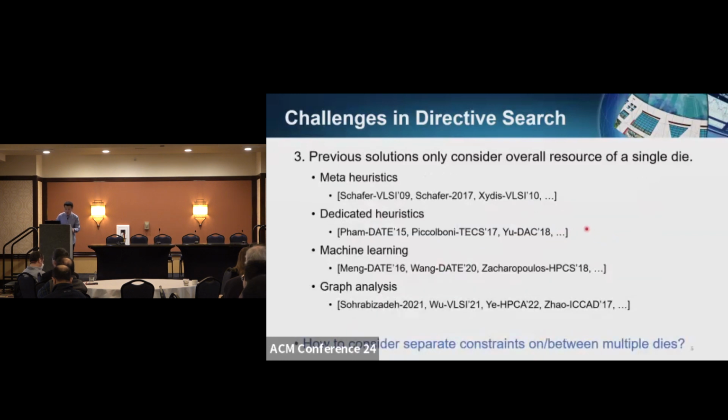Third, the previous work on HLS design space exploration has no physical layout knowledge, which means that it only minimizes latency under an overall resource constraint with a single-die scenario. However, multi-die introduces separate constraints on each slot and between them as well.